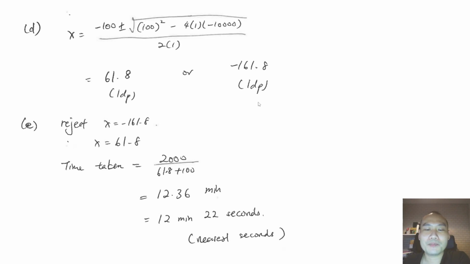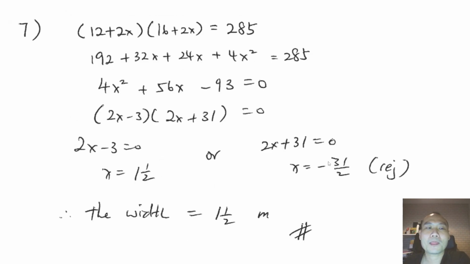Once again, x is not supposed to be negative. Because this question has a context, depending on context, we can reject the negative. So x is actually 61.8. Substitute it back to the time taken. So 2000 over 61.8 plus 100 works out to 12.36 minutes. And that rounded off is 12 minutes and 22 seconds.